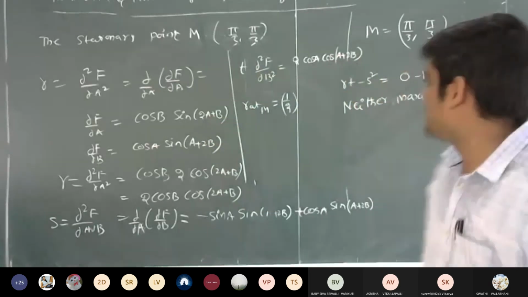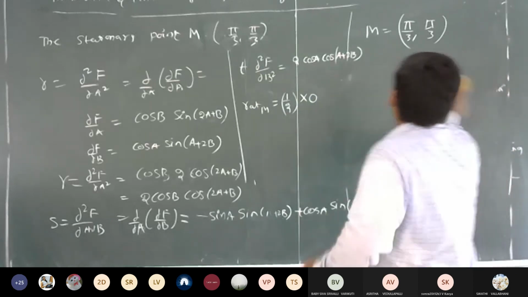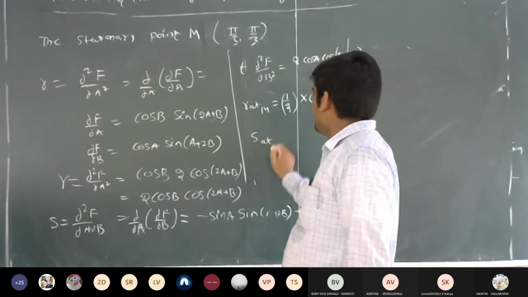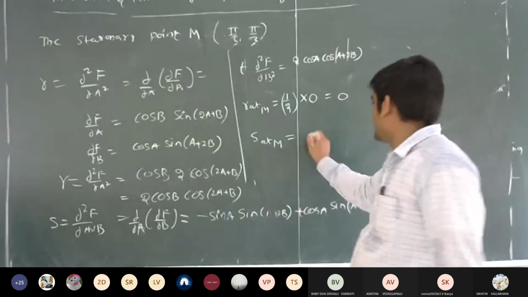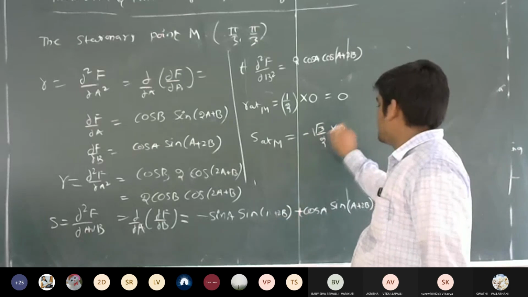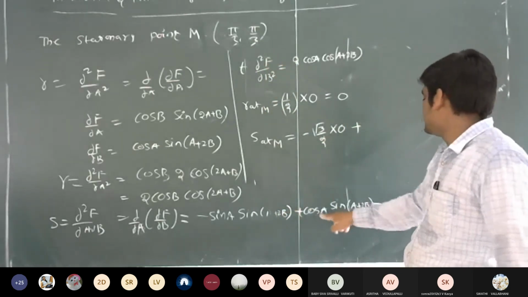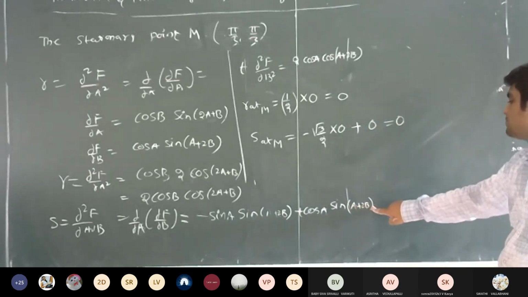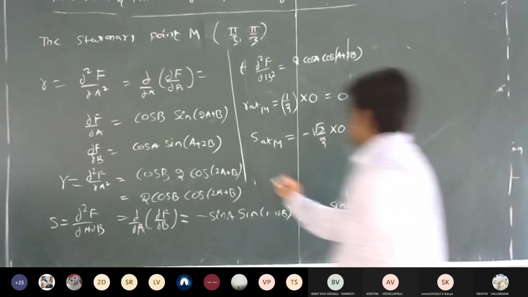Sine of 2 pi by 3 plus pi by 3. This is 0. Yes, so this value is 0. Next, at m, calculate this value. Sine pi by 3 is root 3 by 2. A means pi by 3, 2b means 2 pi by 3. That is 0. Sine of pi by 3 plus 2 pi by 3, that is 3 pi by 3, sine pi is 0.